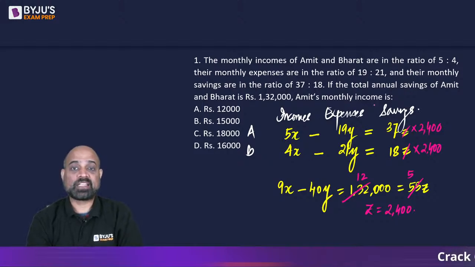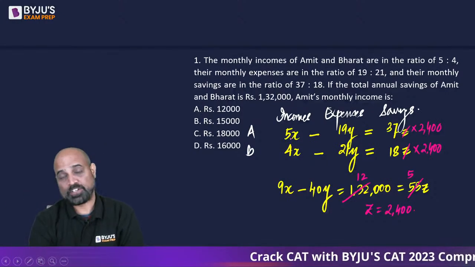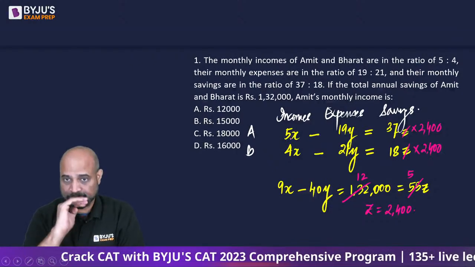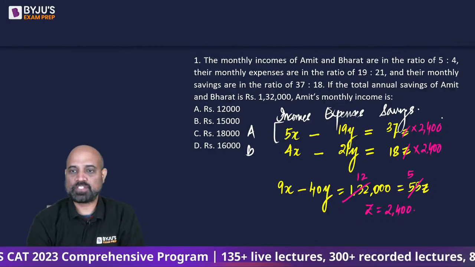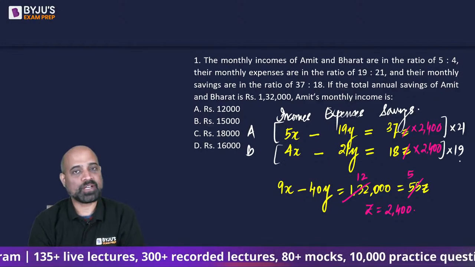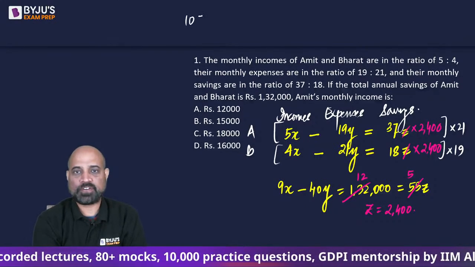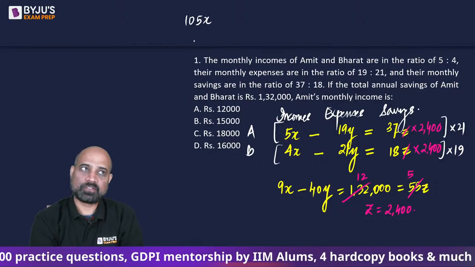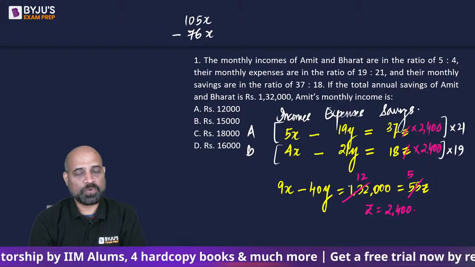And we need to find out the monthly income of Amit. In other words, we need to find out the value of 5x, which means we need to find the value of x, which means we need to get rid of y here. In order to get rid of y, we'll multiply the first equation by 21 and the second equation by 19 and subtract. When we do that, we will get 5 into 21, which is 105x, and 19 into 4, which is 76x. These two will cancel out.